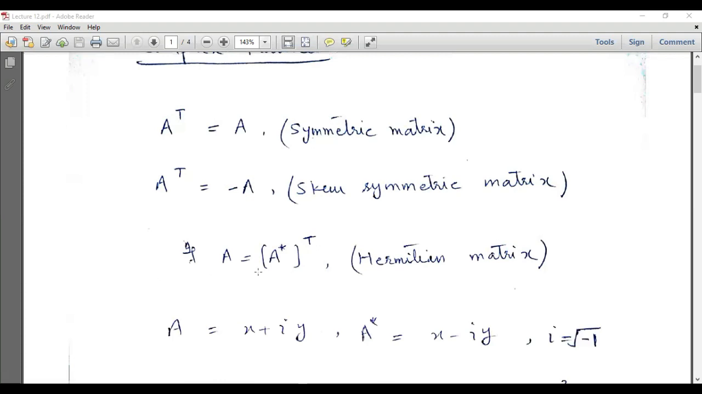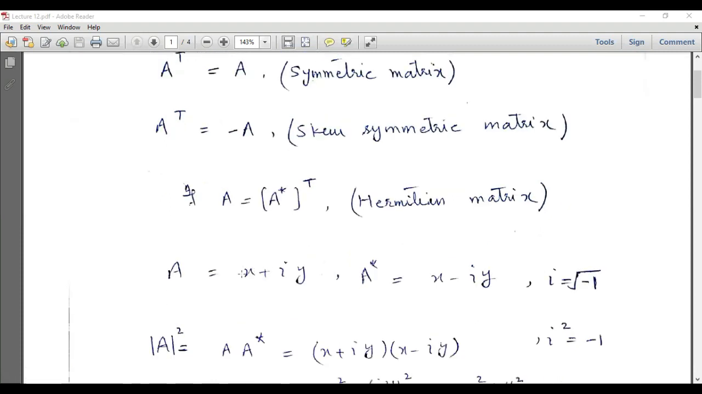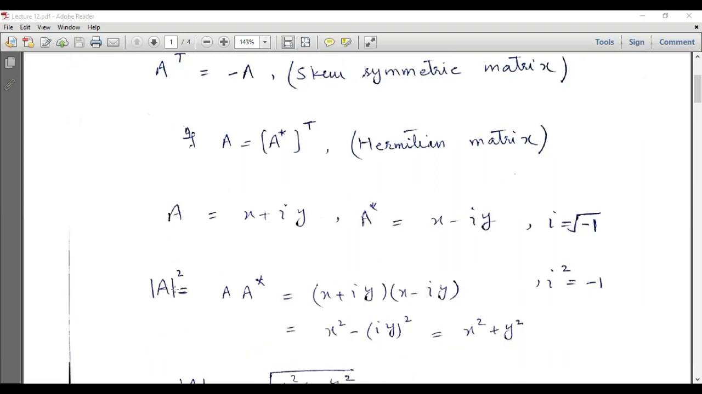This is the definition of a skew symmetric matrix. And if the conjugate and transpose of a matrix is equal to the original matrix, then that matrix is called a Hermitian matrix, right? So what is the definition of the conjugate of a complex number? This is a complex number, A is equal to x plus iota y. Now the conjugate of A is equal to x minus iota y, and the definition of iota is the square root of minus 1, which all of us know. And the magnitude of A is equal to the square root of x square plus y square, and the square of the magnitude of A will be equal to x square plus y square.